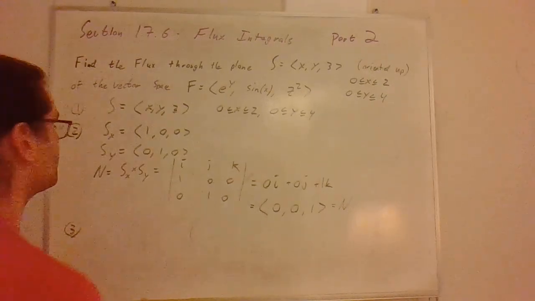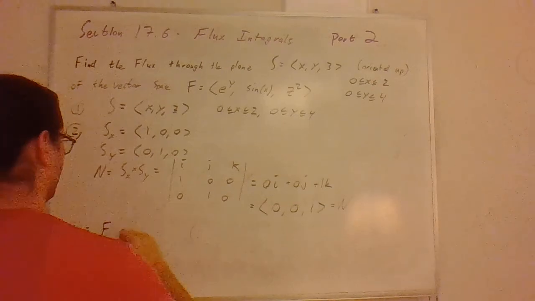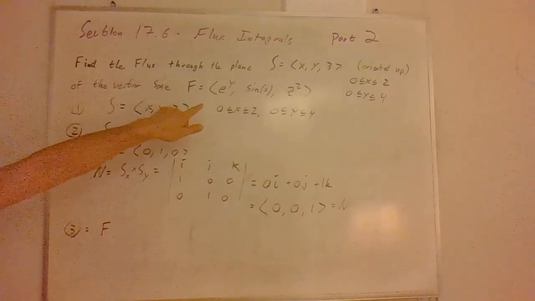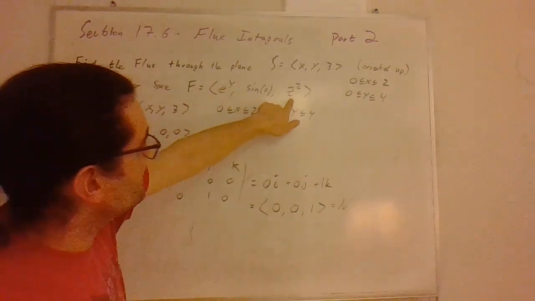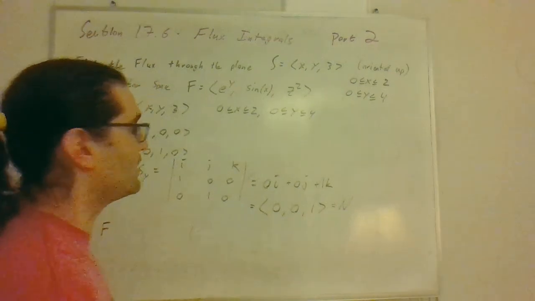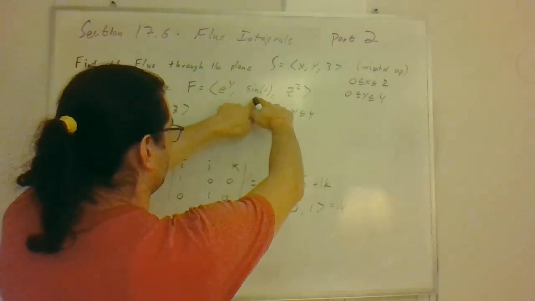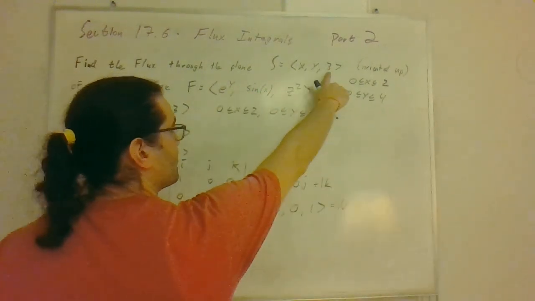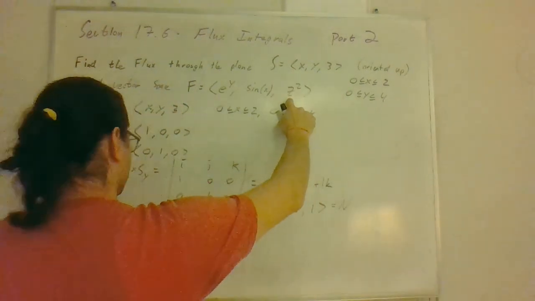Step 3 is we need to express f in terms of x and y. The good news is that x is already in terms of x and y, mostly. This is the thing that's going to have to change. In our parameterization, x is x, and that doesn't have to change. We're good. Y is y. That doesn't have to change, and we're good. In our parameterization, z is 3. So this thing has to change.